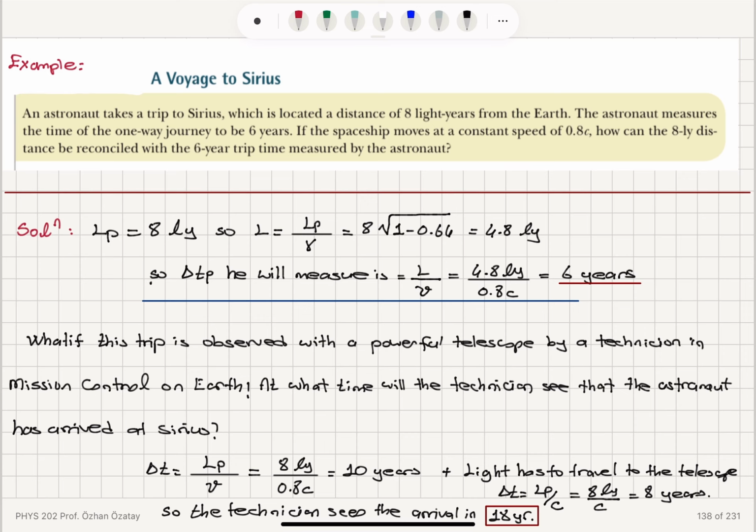On the other hand, if we look at the time it takes to reach Sirius, that's the proper length divided by v, that's 10 years. And if we ask ourselves, we have a technician who is looking at a telescope to try to detect the arrival at Sirius, then we need to have light come from Sirius to the telescope, so that will be the proper length divided by c, an additional 8 years, so it will take 18 years for the technician to see the arrival.